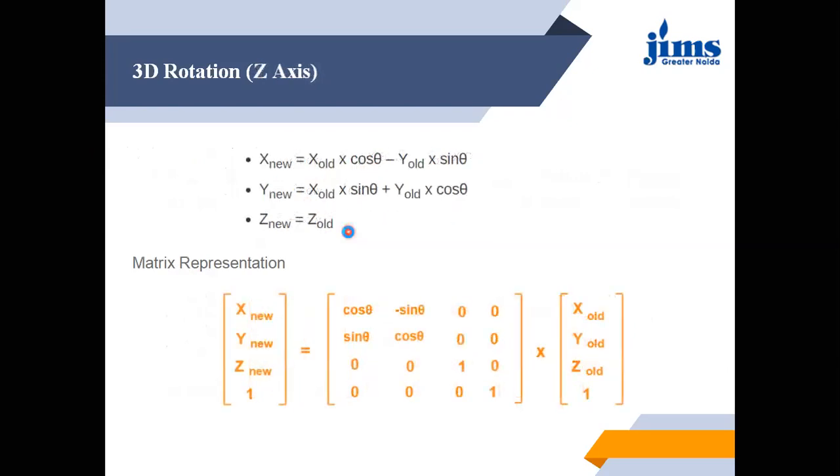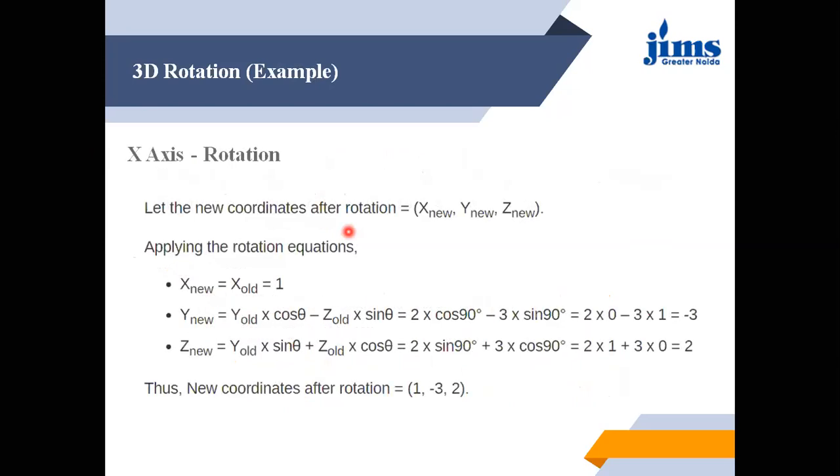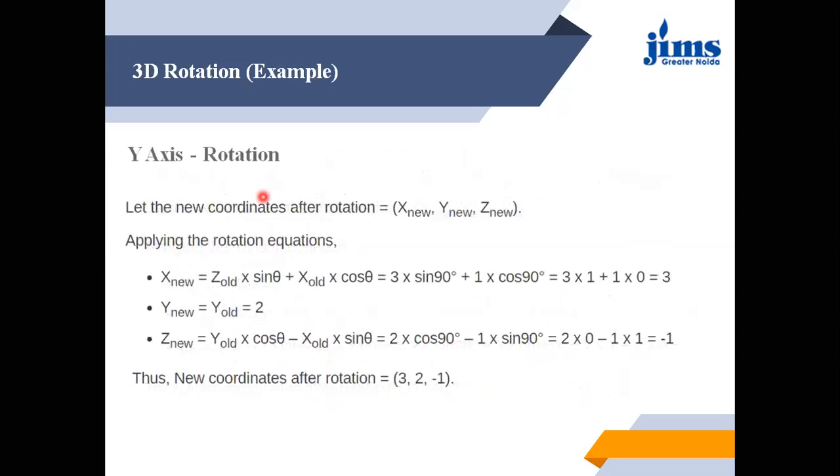So now we will find this with respect to y-axis rotation. Suppose the values of x, y and z coordinates are x new, y new and z new. When we are rotating with respect to y-axis, then the value of y new equals the value of y old, that is 2. And we have to find out the value of x new.